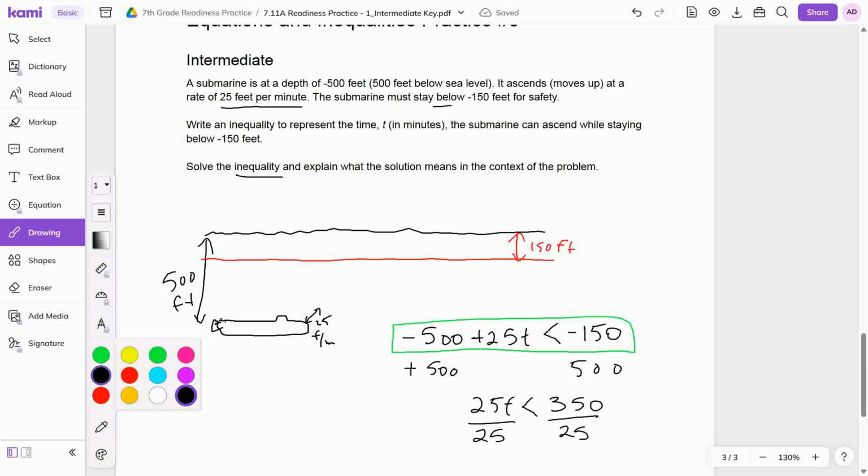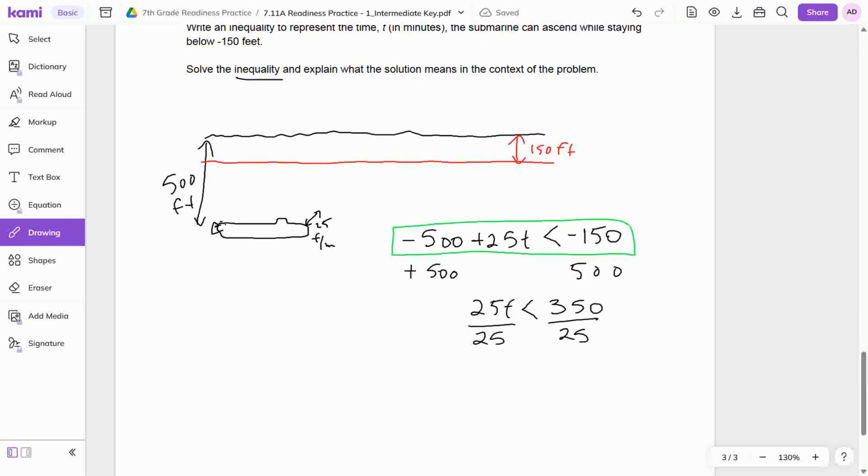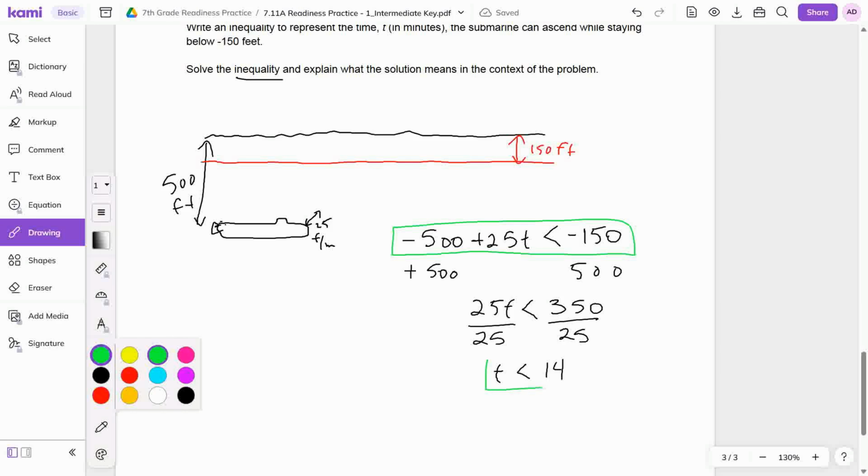Since it's 25 times t, the inverse is going to be divided by. And let's see, 4 25s make 100, so I've got 4, 8, 12 gets me 300. I'm going to end up with 14 because I need an extra 2 to get up to 50. So t is going to be less than 14. All right, so that's simplifying that inequality.